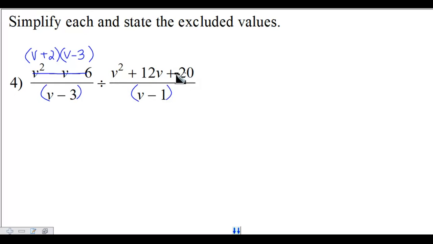Now for our final trinomial. Write down your 2 parentheses. V squared splits into v times v. What 2 numbers could multiply to a +20 that will add and give me 12? 2 and 10. When 2 numbers multiply to a positive and they add, they're going to have the same signs, and they will always be the same as the middle term.